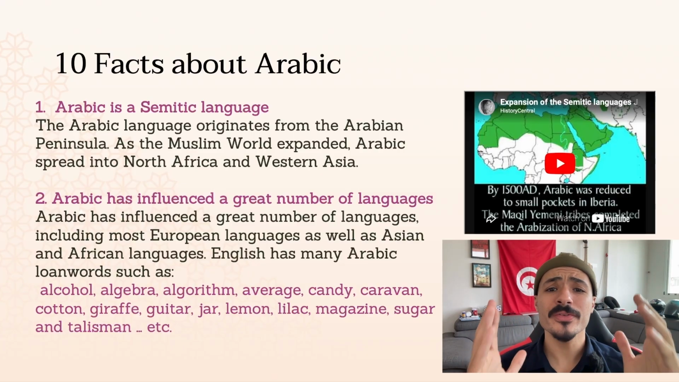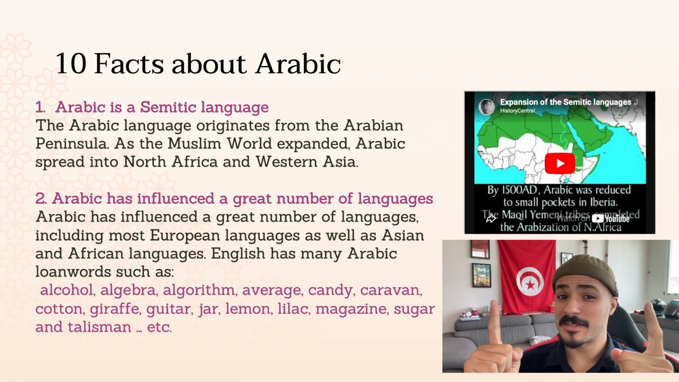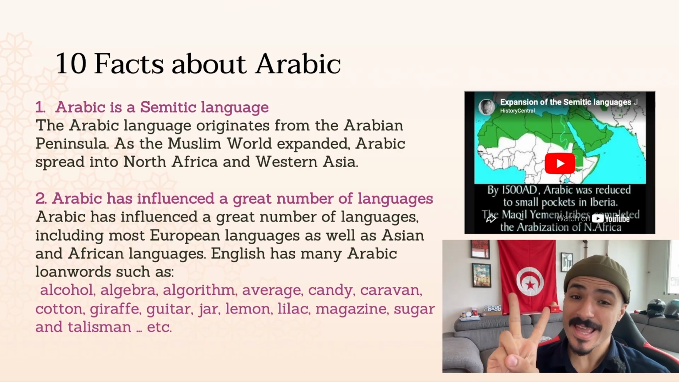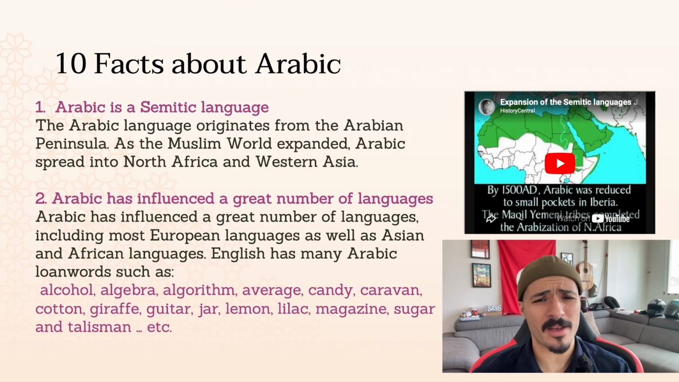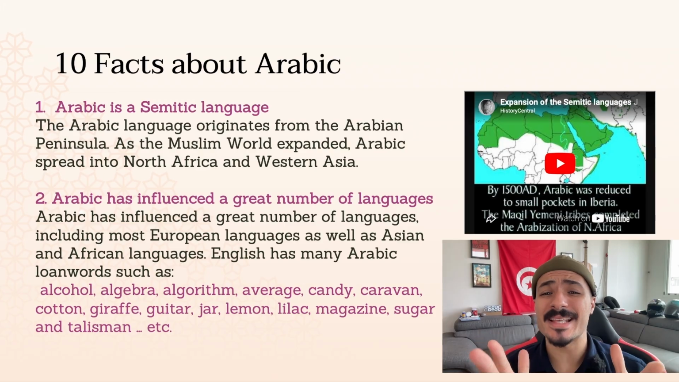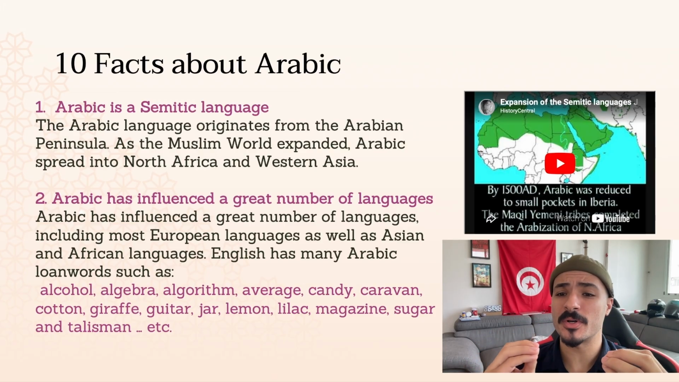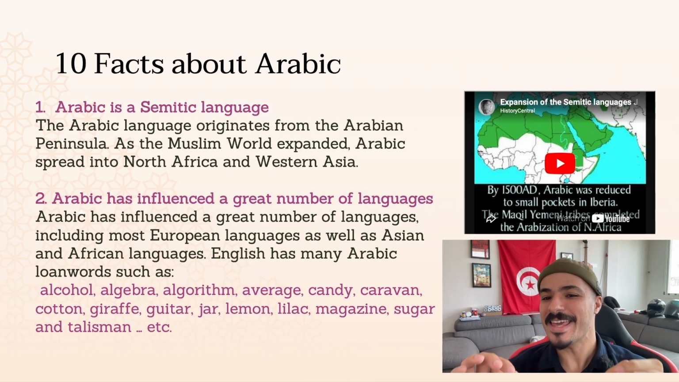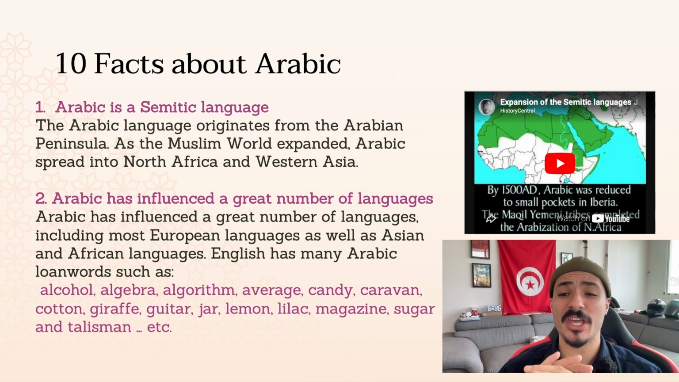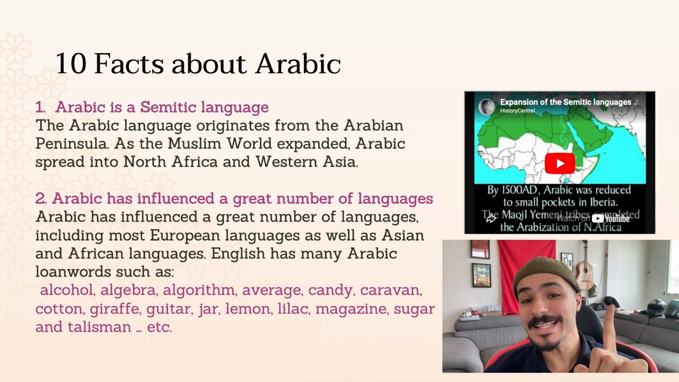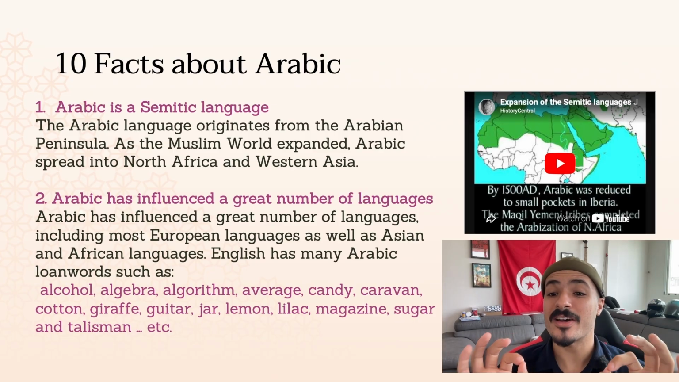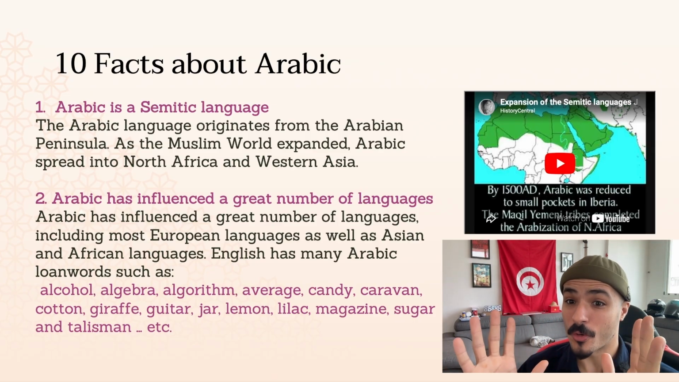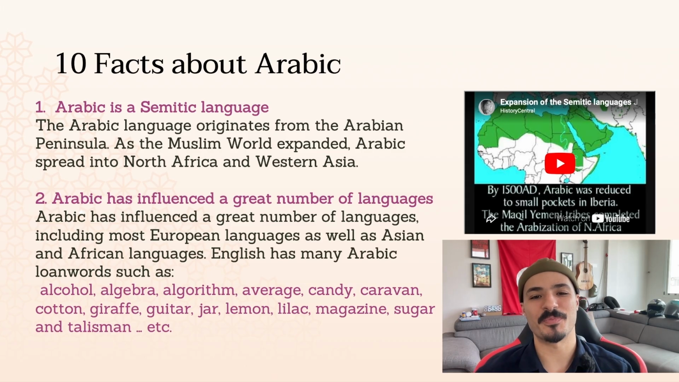Now, back to our 10 facts. Arabic is a Semitic language. Now you know why we mentioned this. The second interesting fact we have for today is Arabic has influenced a great number of languages. Guys, you won't believe this. The influence of Arabic is huge. Now, in English only, there are around 1,000 to 1,500 Arabic words in English vocabulary.